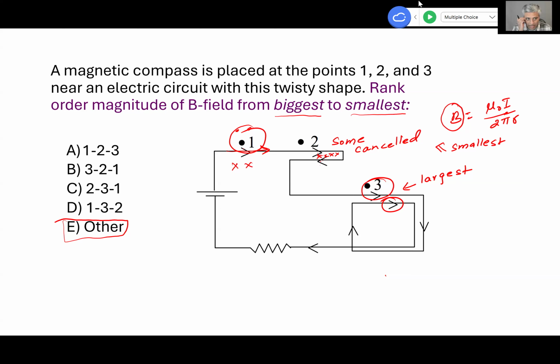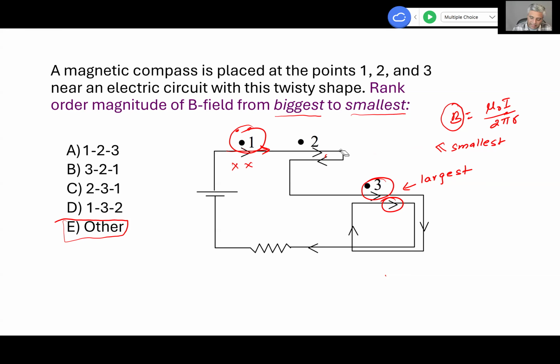Okay, anything you'd like to add or ask here, folks? Can you hear me? Yeah. Could you just briefly explain one more time? I get why one and two cancel, but why is three the largest exactly? I don't know. I'm kind of just confused.